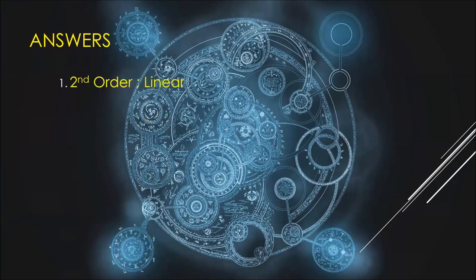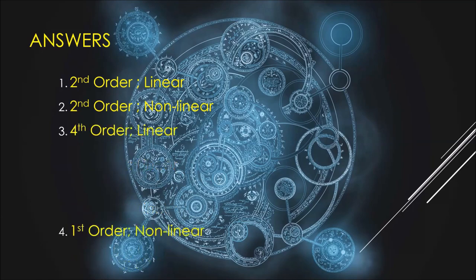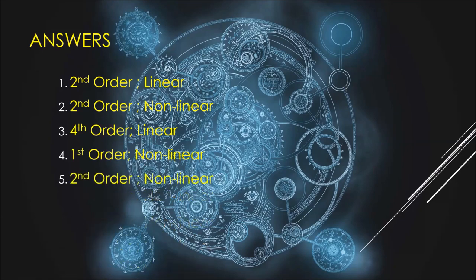Okay, here are the answers. Number 1 is second order and linear. Number 2, second order and nonlinear. Number 3 is fourth order and linear. Number 4 is first order nonlinear. Number 5, second order and nonlinear. Number 6, third order linear. How many did you get correct?